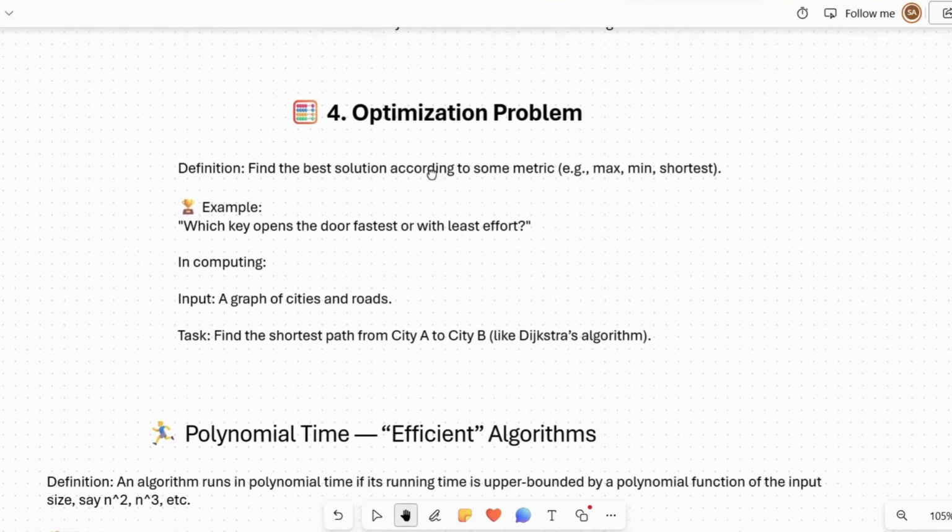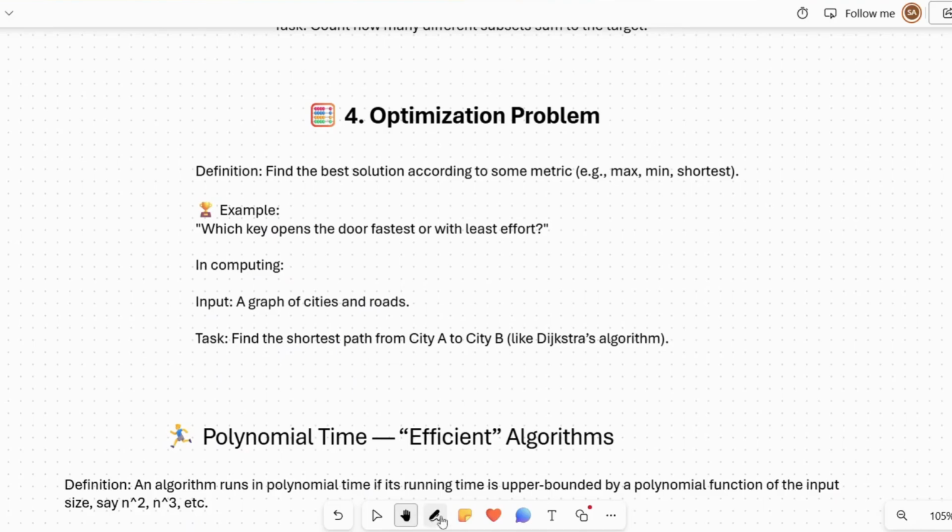Now let's talk about optimization problems. Definition: find the best solution according to some metric. You can use max, min, or shortest. Which key opens the door fastest or with less effort? We have to find the best solution, the one best solution. This is an optimization problem.